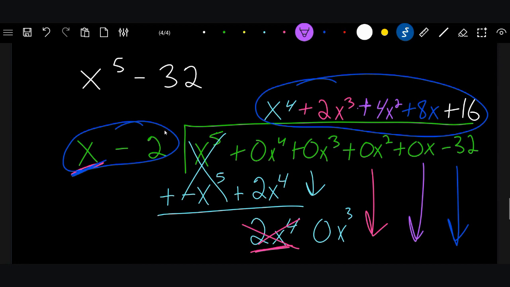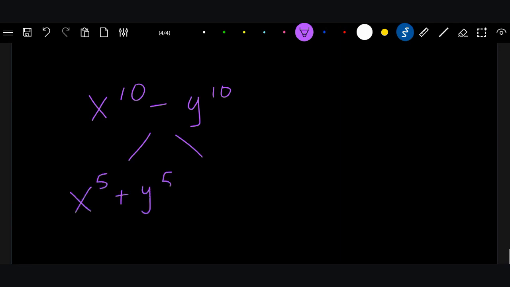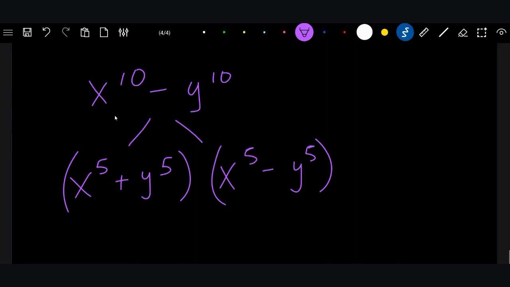And so you're going to need to know how to do the division in order to get the answer for these ones. The only other thing that is in this lesson that I have for you is the x to the 10th minus y to the 10th. And here's what you would do. What you can always do when they're even is you can always do the conjugate, because that's a perfect square binomial. In other words, x to the 5th plus y to the 5th, x to the 5th minus y to the 5th.